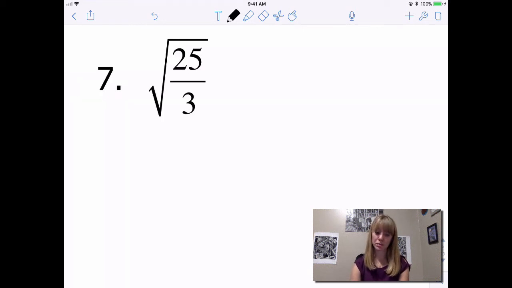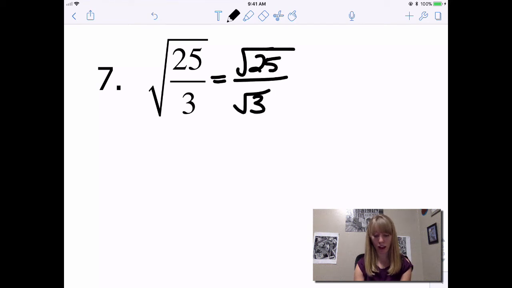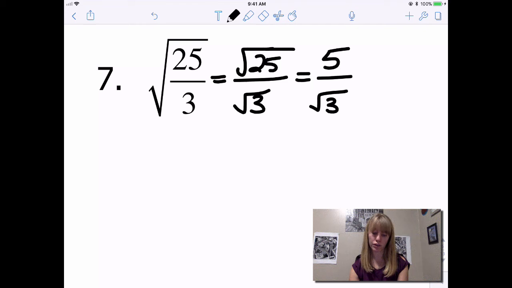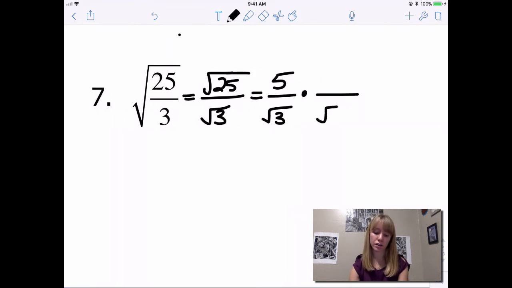Number 7 is going to be very similar to the last one, only before I start, I noticed that radical 25 over radical 3, I already know the radical of 25. The square root of 25 is 5 over radical 3. If you didn't see that right away, that's fine. We can still break it down later. But now I'm in the same place as the previous problem. I don't like that I have a radical in the denominator. I would like to have another radical 3 so that I can circle my pair and get rid of that radical. But then I have to multiply by a radical on the top.